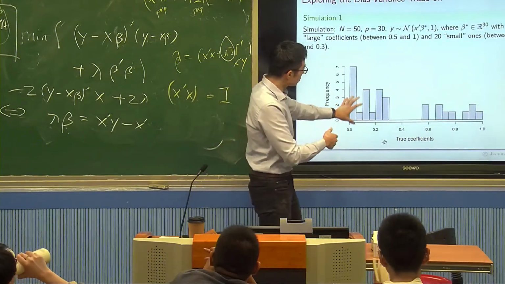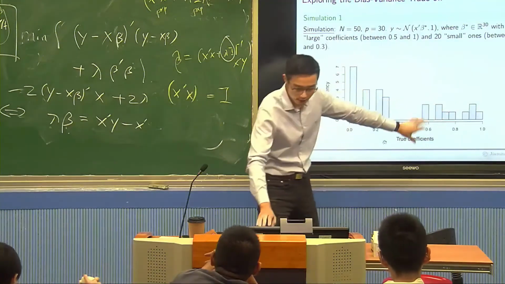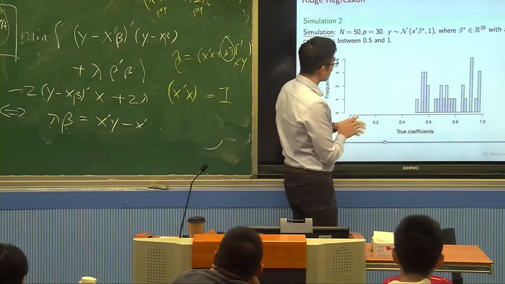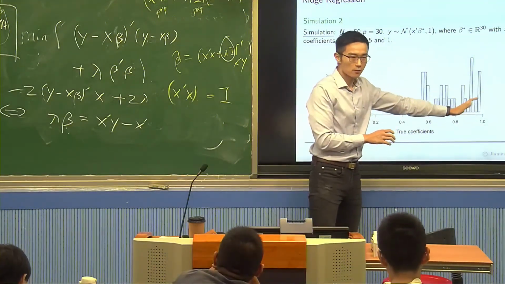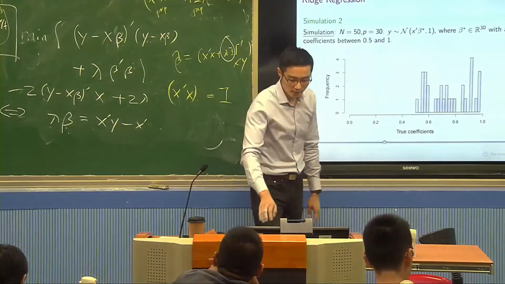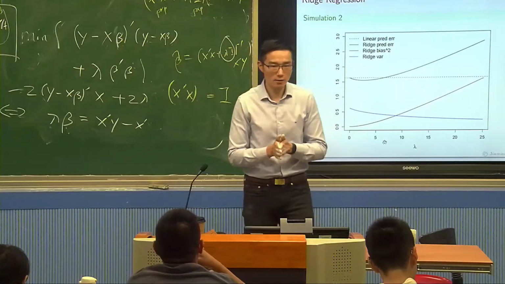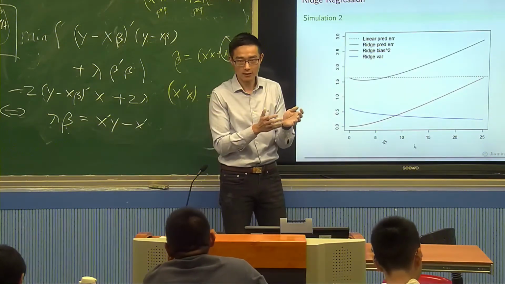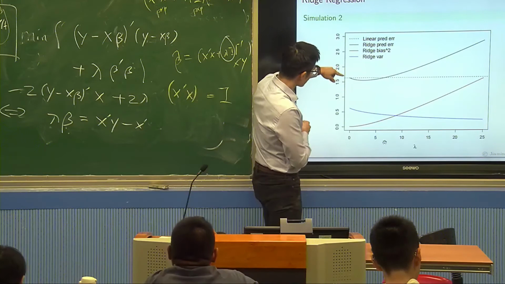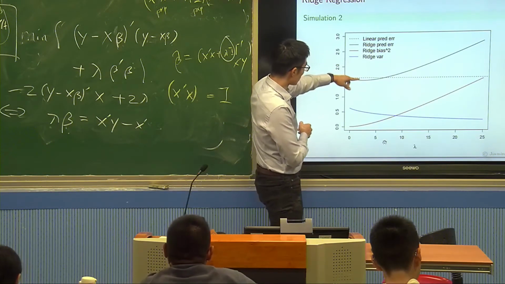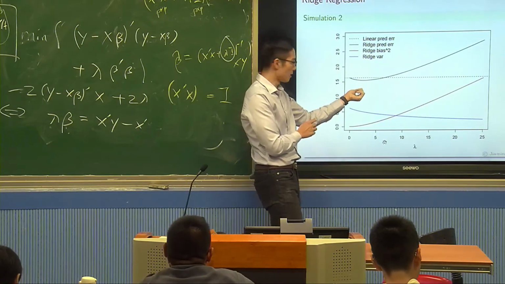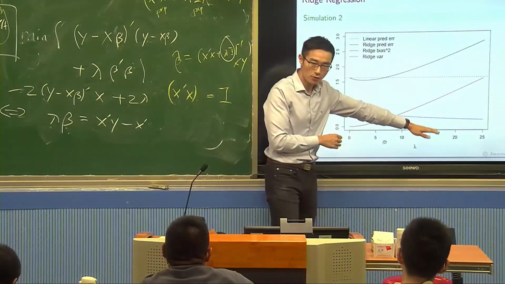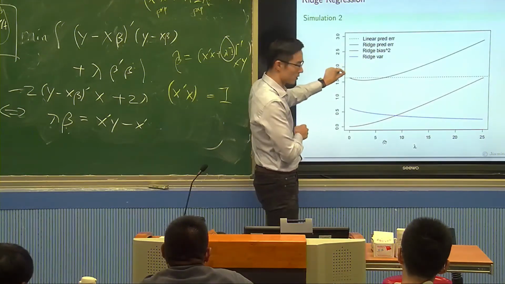But what if all the coefficients are relatively large? Let's see, that's our simulation 2. In simulation 2, I'm going to make all the beta coefficients large, rather than very close to 0. In this case, OLS is already pretty good. If we do ridge regression, we very quickly run into the optimum, in the sense that the bias quickly increases but the variance does not decrease very much. So the optimal point is actually very close to OLS.